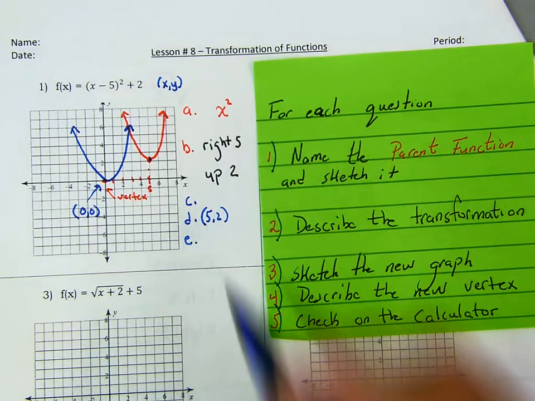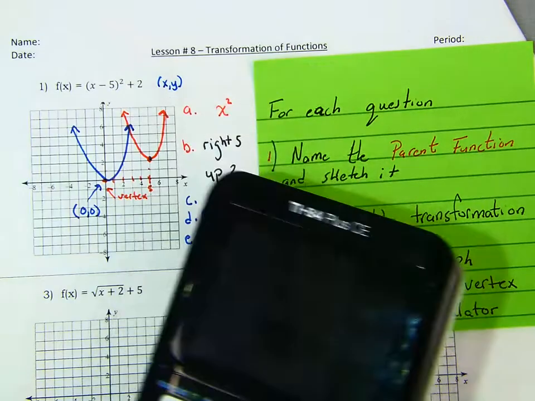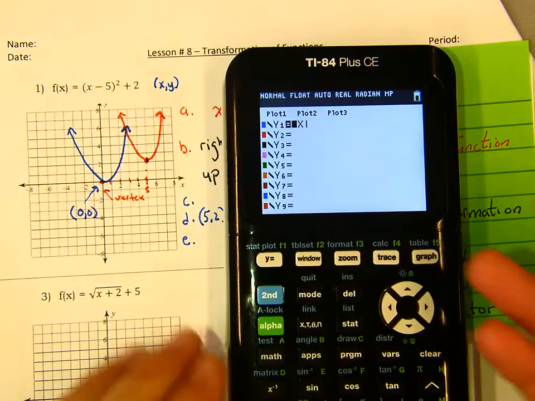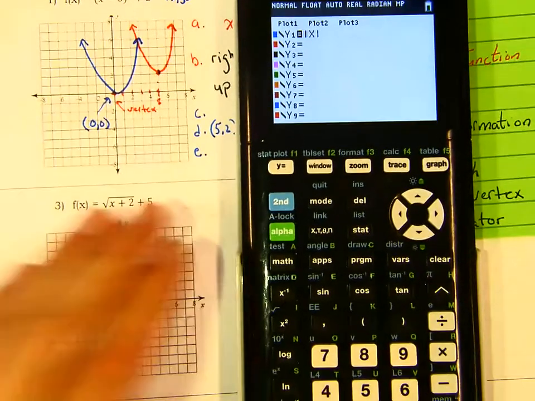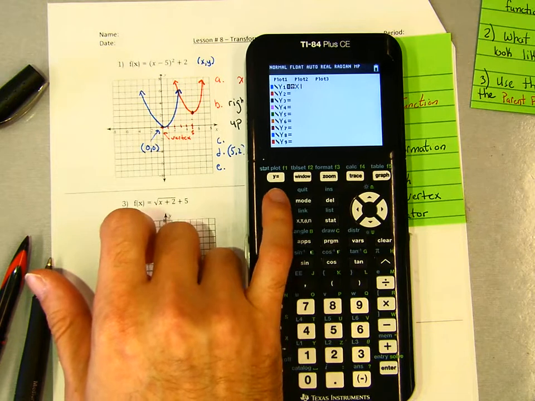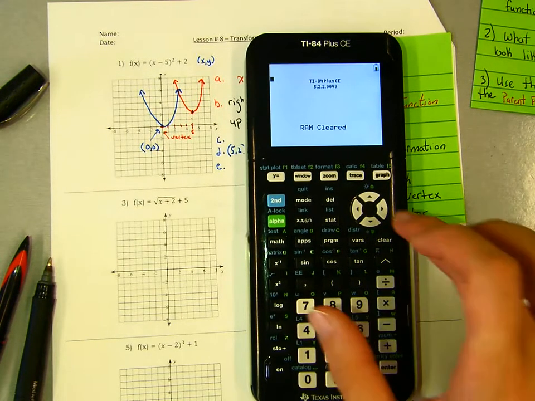And letter E, what am I asking you to do? Check it on the calculator. So let's take a look. What is the original function? And what do you do with the calculator once you get it? Please reset it, right? How do you reset the calculator? Second plus 7, 1, 2.